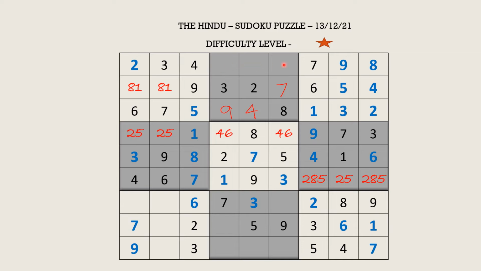Now the missing numbers here are 1, 5 and 6. Okay. So we have a 5 blocking these 2 cells. So this is a 5. And let's mark the balance cells with a 1, 6 pair.